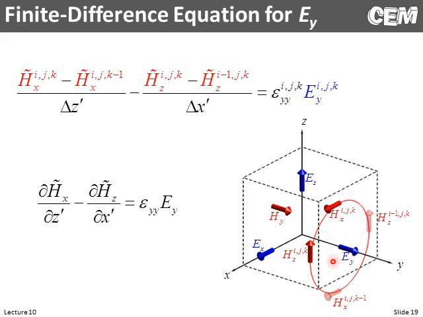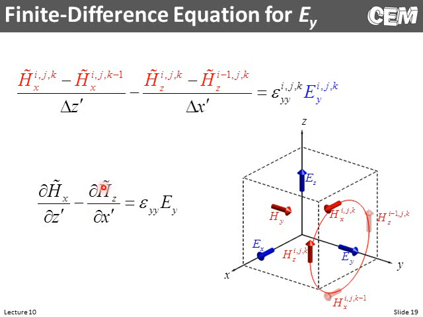If we look at the field spanning, again, we're going to reach to the previous cell. In this case, it's the magnetic field from the same cell minus the magnetic field from the previous cell, all divided by the spacing delta z.